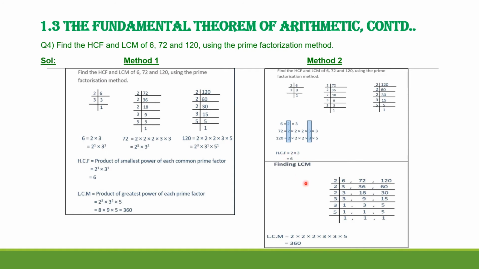And the other way of finding the LCM is that you take the factorization of all three numbers together: 6, 72, 120. Start dividing by 2, then again by 2, and keep on dividing until you get 1, 1, 1 at the last. So the LCM will become 2, 2, 2, 3 times 2, 3, 3, 2 times 3 and 1 times 5, which is 360. Okay, so let's now move to another slide for another question.